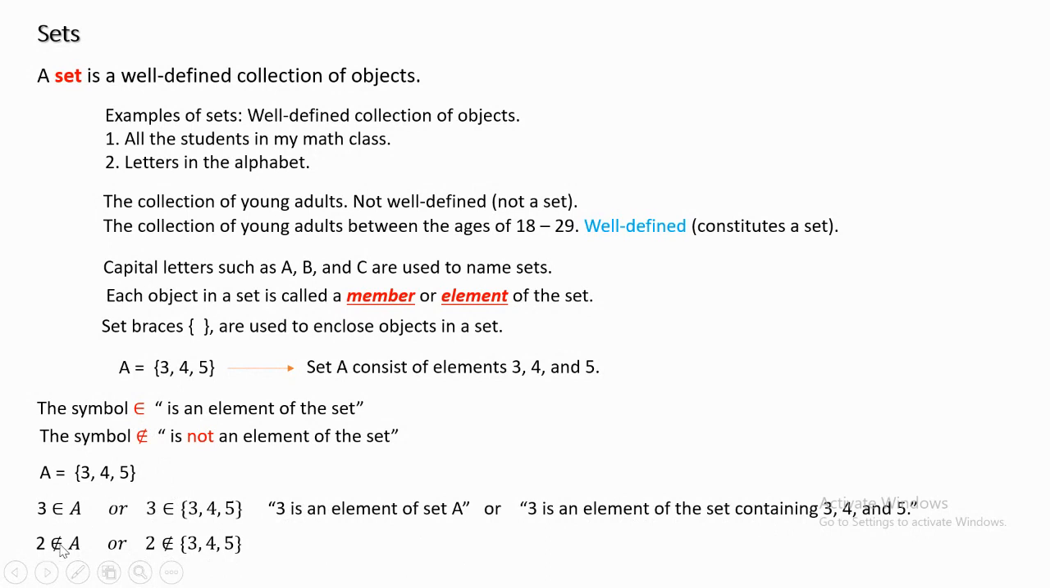Now, 2 is not an element of A. Why? Because 2 is not inside the set A, or the set 3, 4, 5. And here's how you read it: 2 is not an element of set A, or 2 is not an element of the set containing 3, 4, and 5.